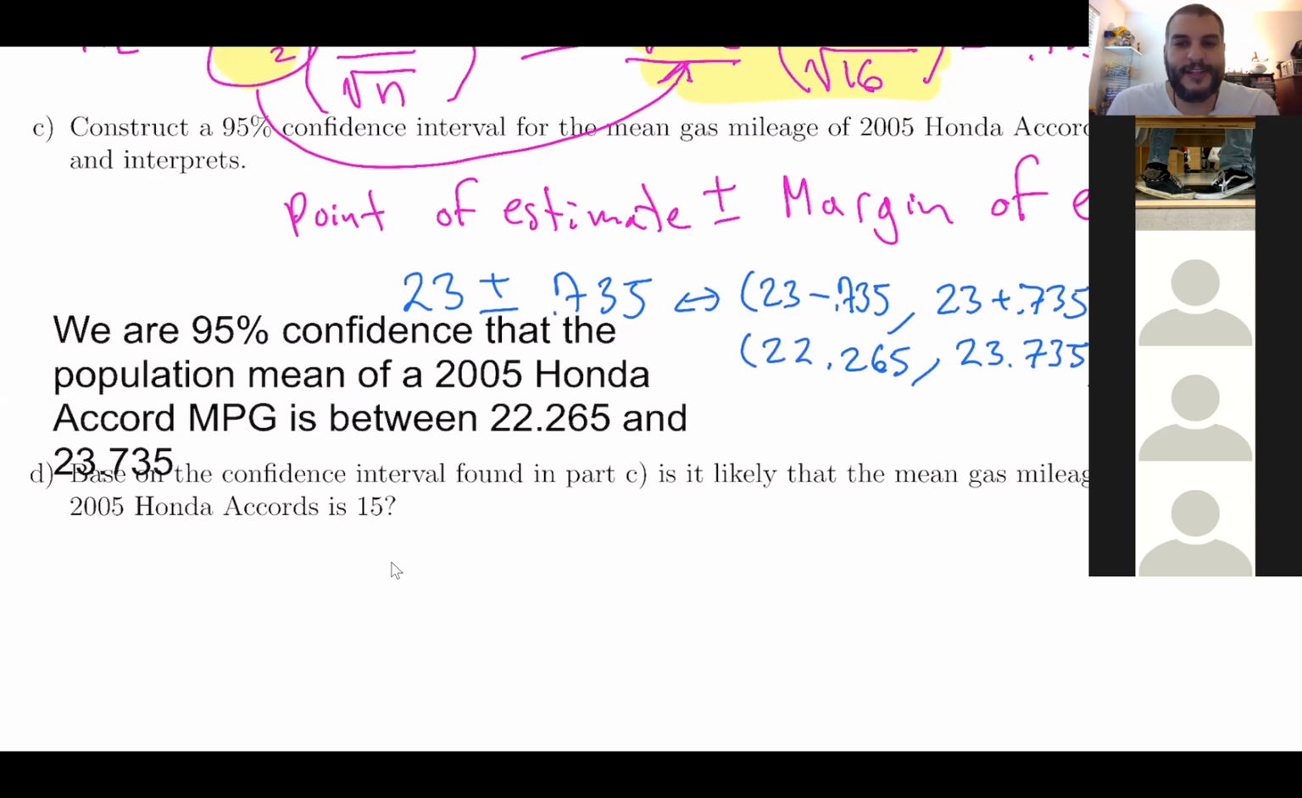Okay, so let's do part D. Part D says, based on the confidence interval found in part C, is it likely that the mean gas mileage of a 2005 Honda Accord is 15? So it's saying, using this confidence interval that we just found, is that confidence interval telling us it is likely that 15 miles per gallon is the true population mean? So what do you think?